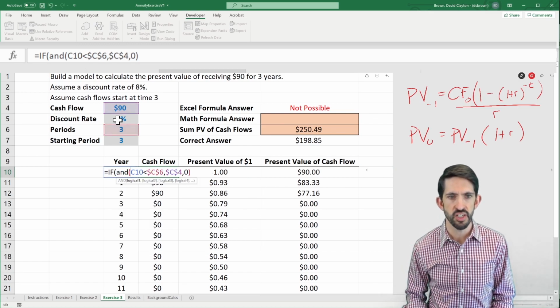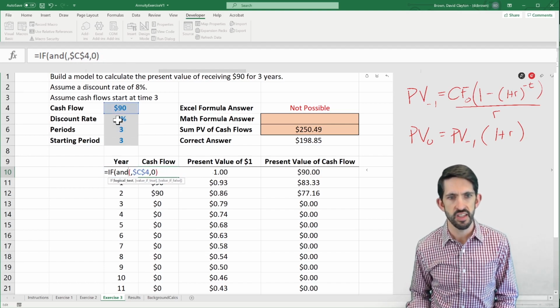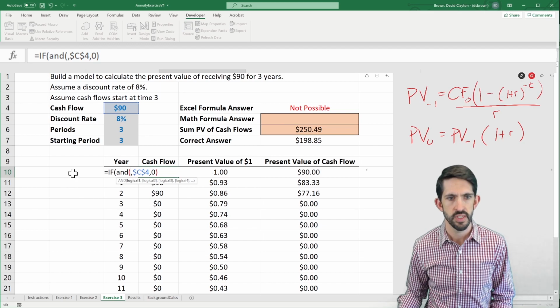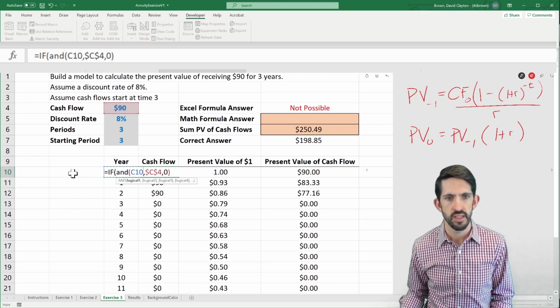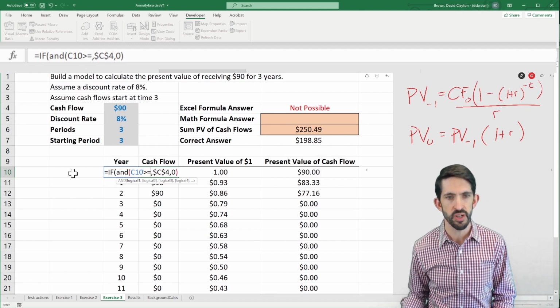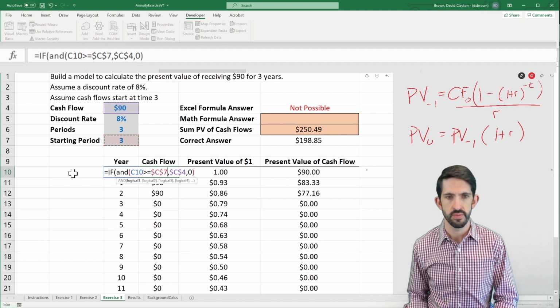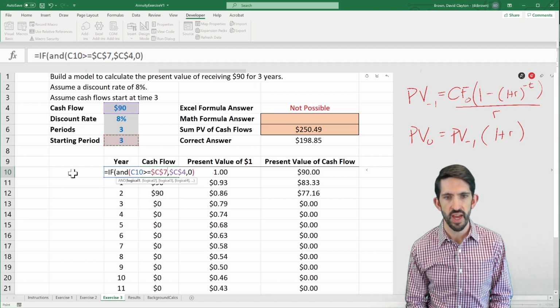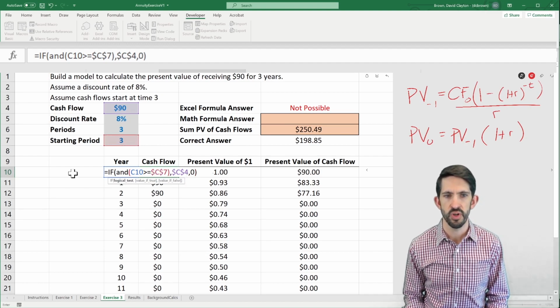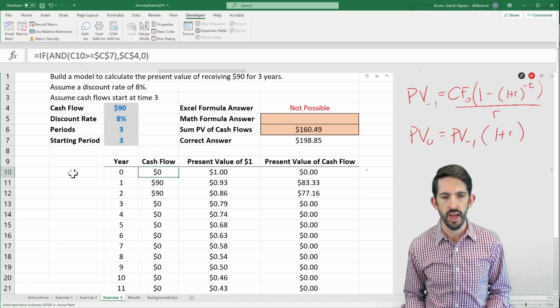So the first condition, I'm going to delete this old one, is that the year, let's get to that cell, the year must be greater than or equal to our starting period, which in this case is 3. All right, so let's just start with that and make sure that works. So we're going to say C10 must be greater than or equal to C7. We're going to copy that down.